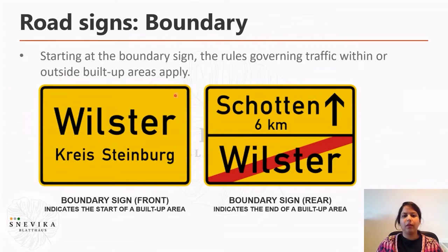When you see something in yellow color, it means a city starts, a town starts, a built up area starts. All the rules regarding a built up area are applicable. So if you are going into a city or a built up area, you see this board, and once you are exiting, you see this board. So you should understand that once you see this yellow color board, your built up area starts and all the rules regarding built up area will begin.